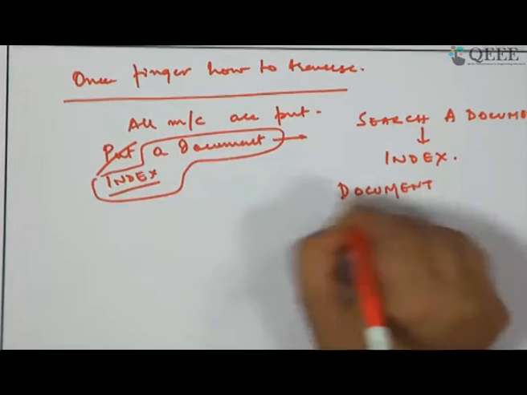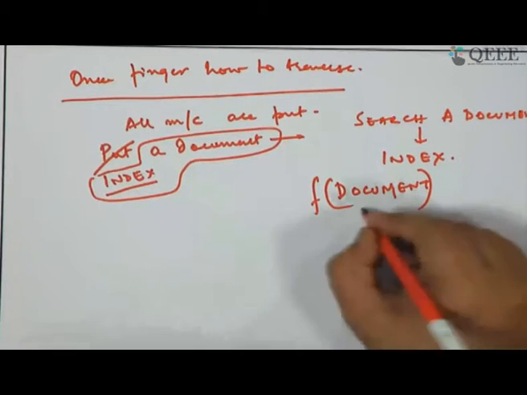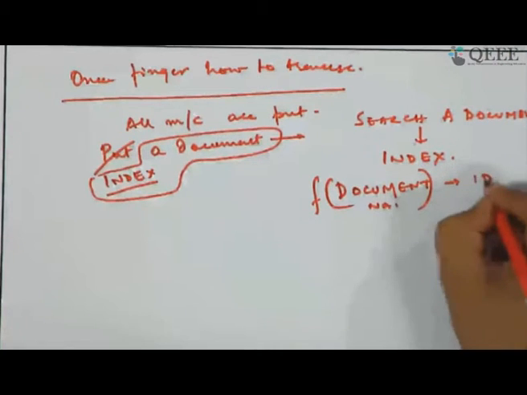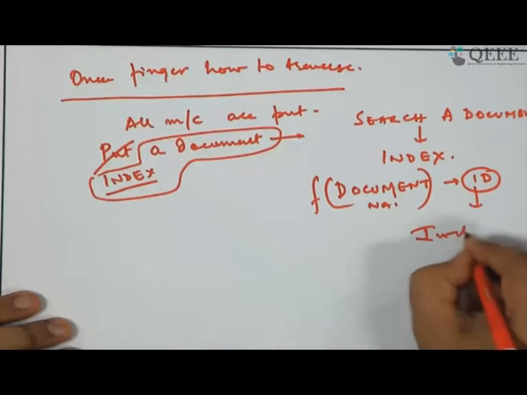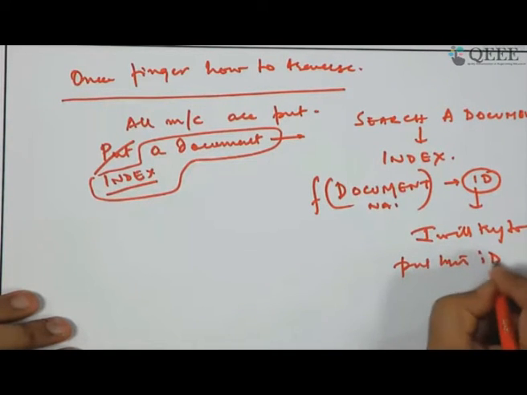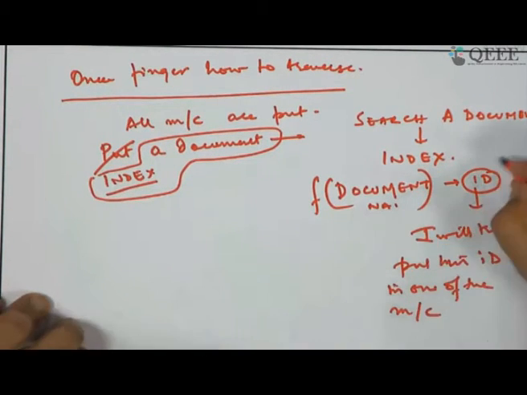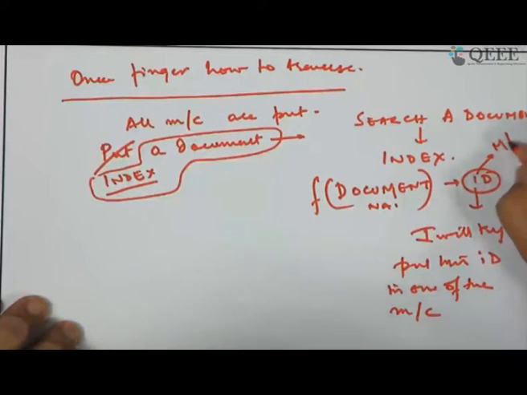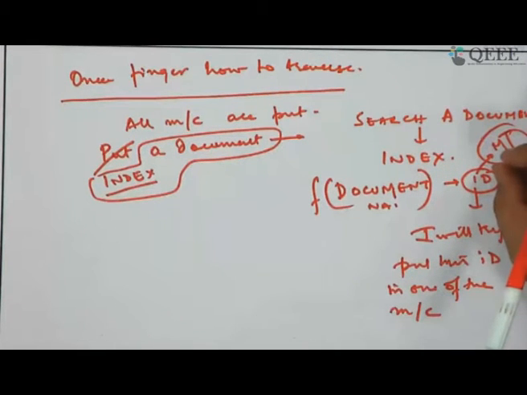I do a hash of this document, let's say the document name. Okay. And I get an ID. And now I will try to put this ID in one of the machines. See, this ID is residing in machine 1. Say machine 1. This ID or this document is residing in machine 1. But if I put the index in machine 1, how will I search? I don't know how to search.